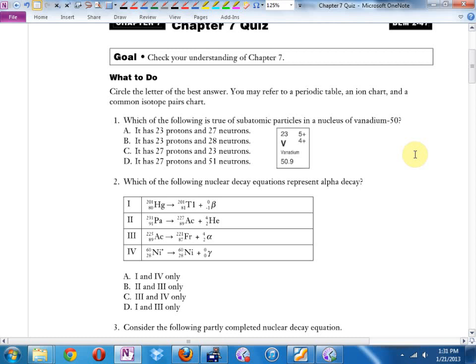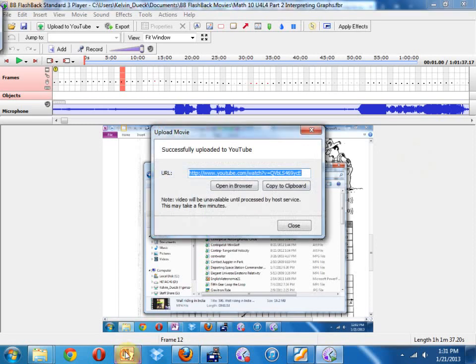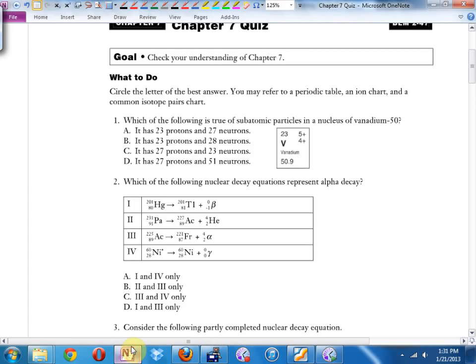Which of the following is true of subatomic particles in a nucleus of vanadium-50? So let's come back. Here is the mass of vanadium, except I'm going to use a mass of 51. So it has a mass of 51. That has nothing to do with exactly the number of protons or neutrons or electrons. It tells me the grand total number of protons and neutrons. It doesn't tell me how many electrons, because you know how much electrons weigh? Pretty much nothing.